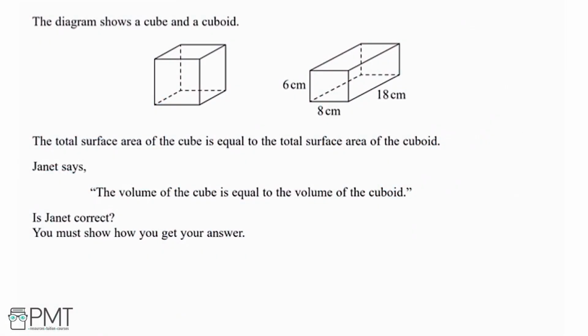The diagram shows a cube and a cuboid. The total surface area of the cube is equal to the total surface area of the cuboid. And Janet says that the volume of the cube is equal to the volume of the cuboid. Is Janet correct? And we need to show how we got our answer.